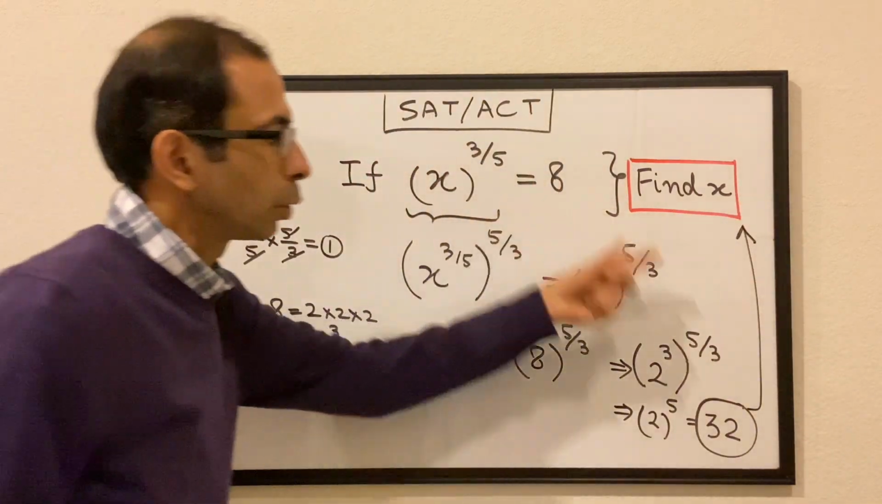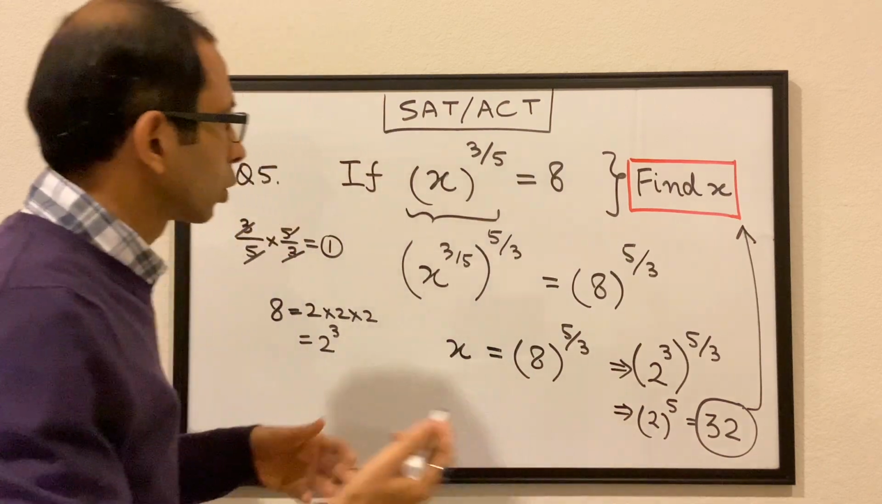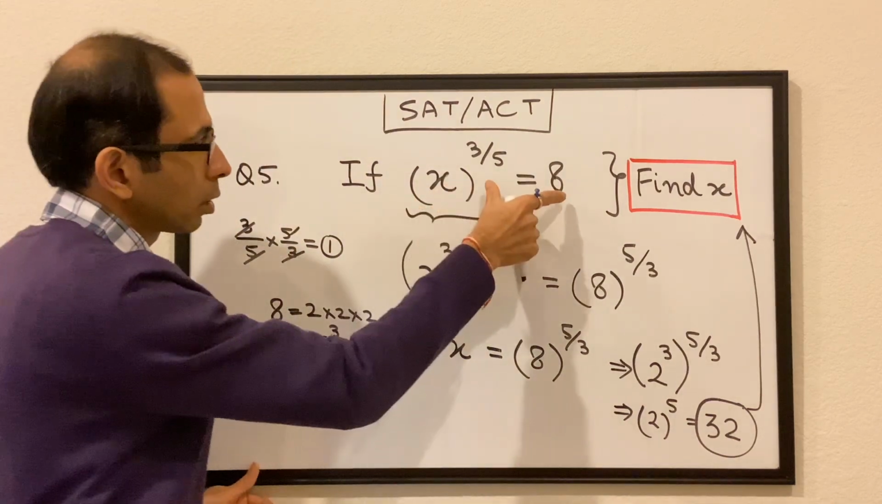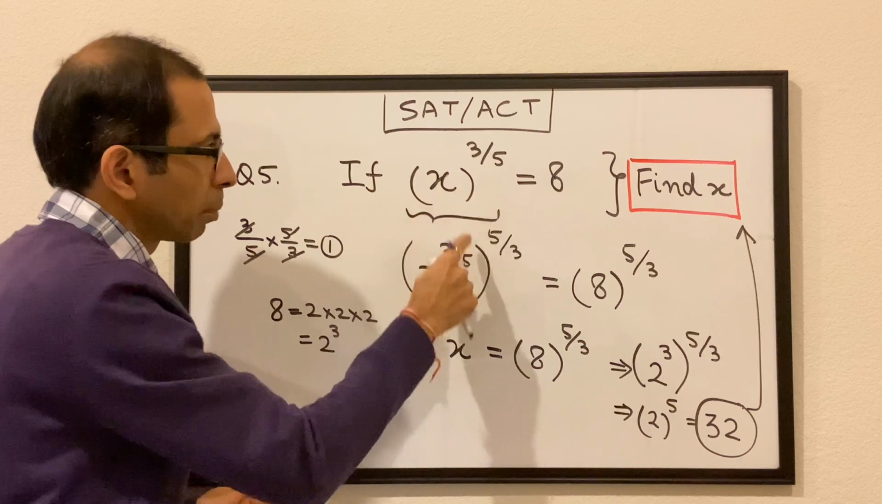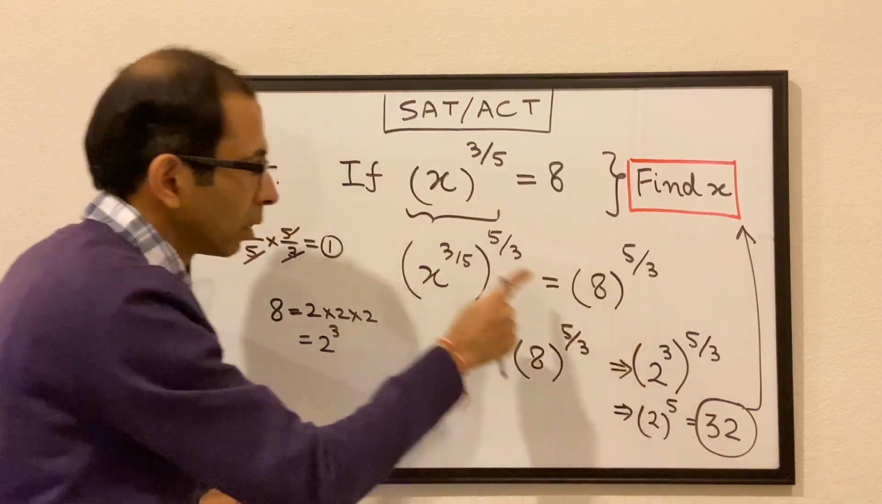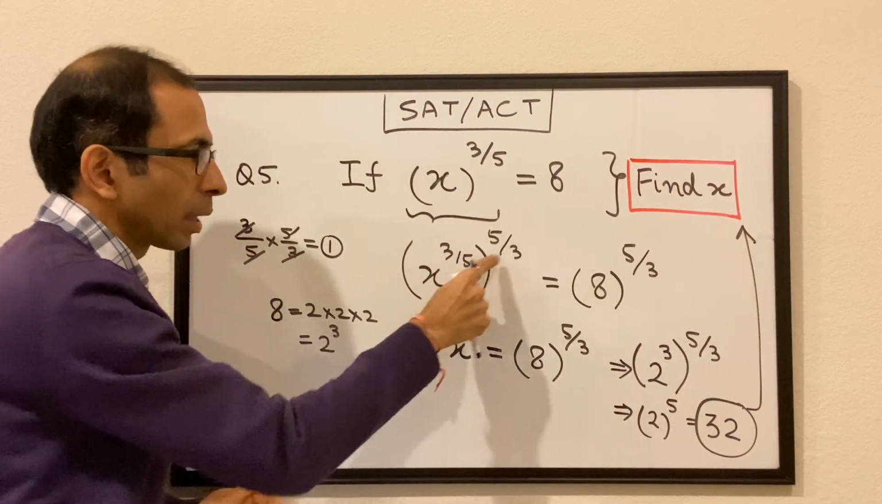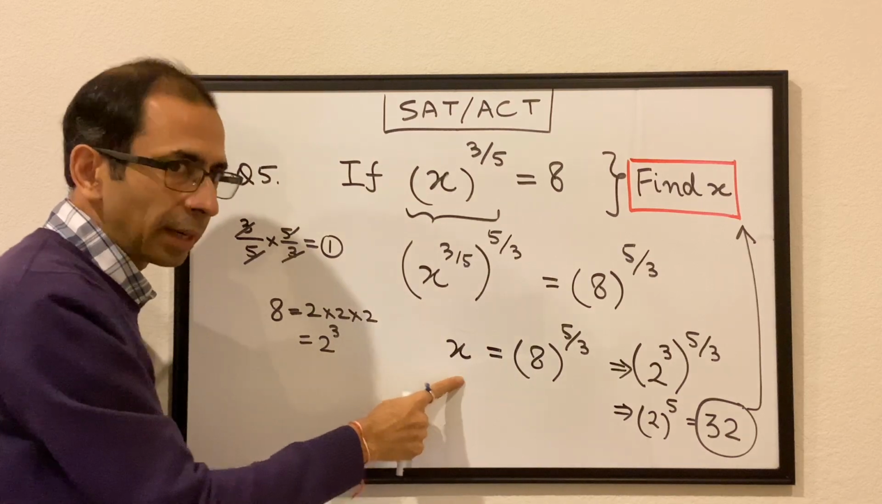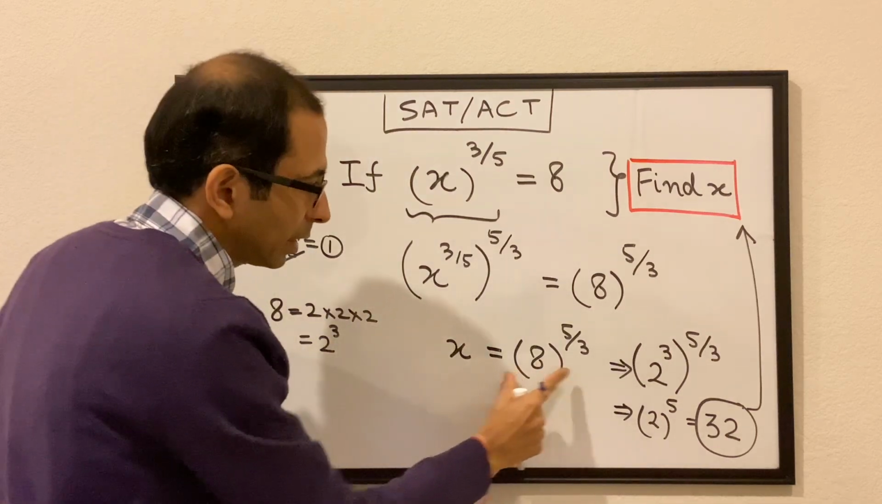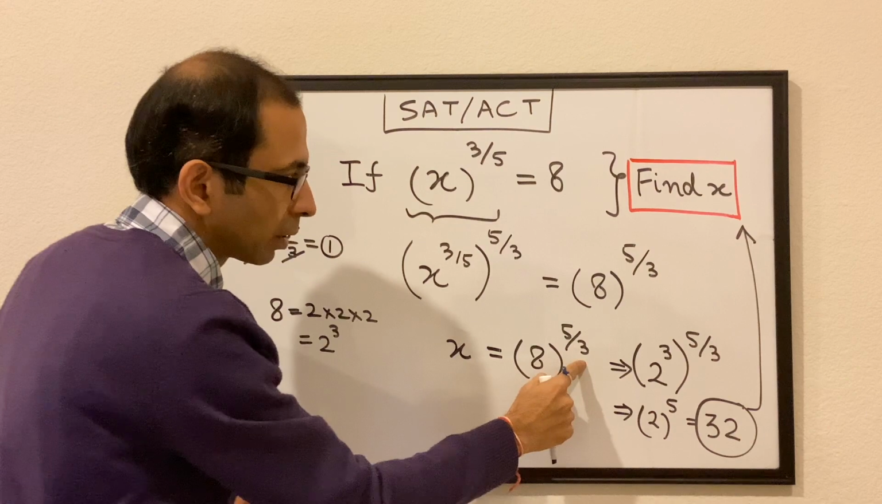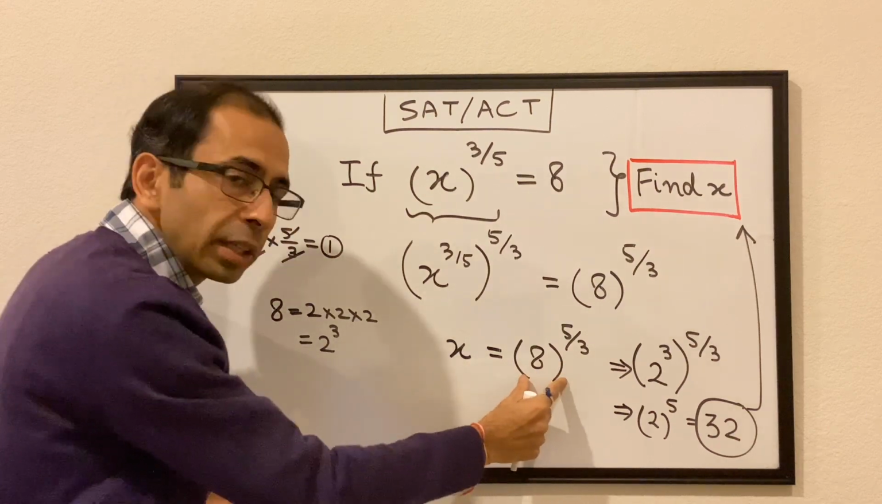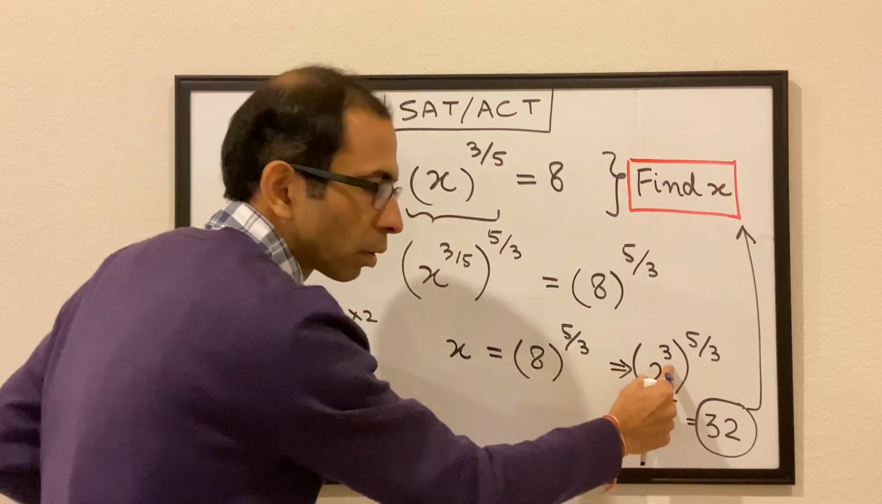Correct? So 32 is the value of x. Again, just to quickly reiterate, when we saw this question, we took the power of 5 by 3 on both sides because that gives us an opportunity to cancel these powers and get x. That's the first step. Now on the right side, when we see 8 to the power of 5 by 3, we have to think of rewriting 8 in terms of 2 to the power of 3.